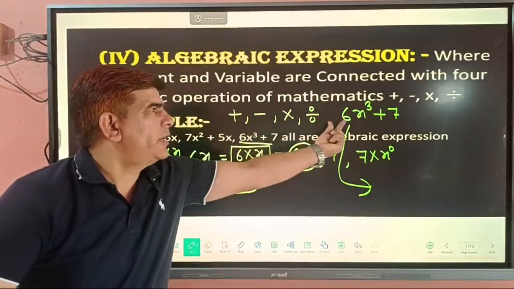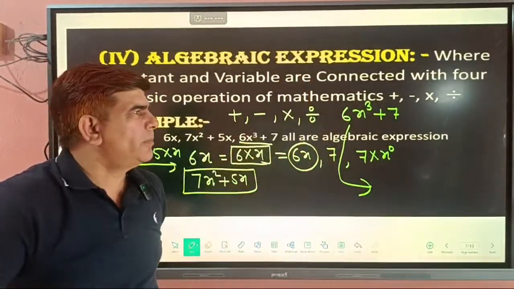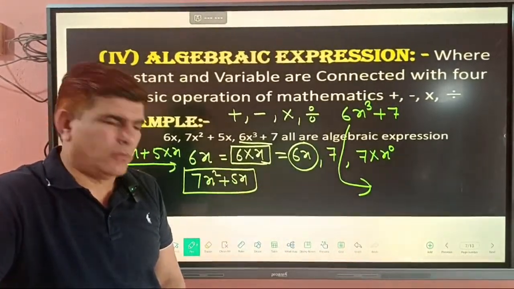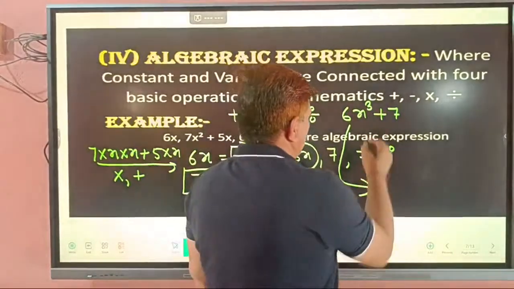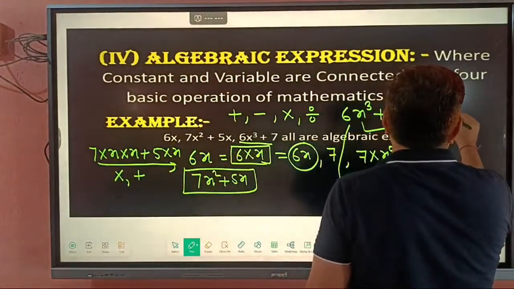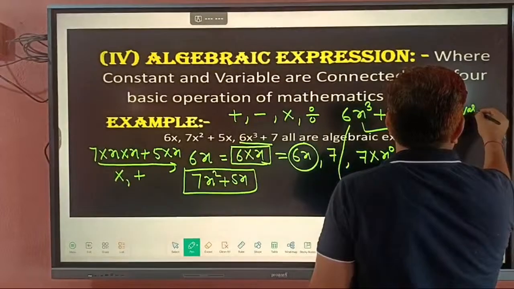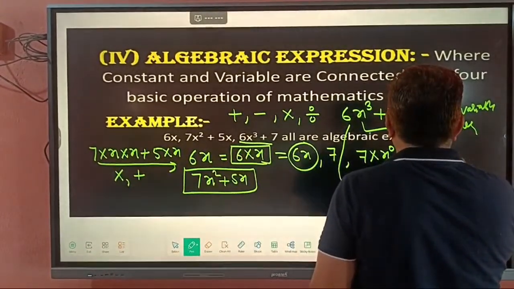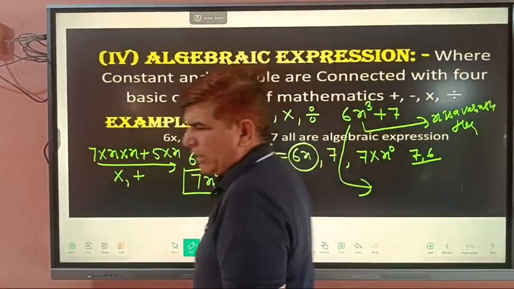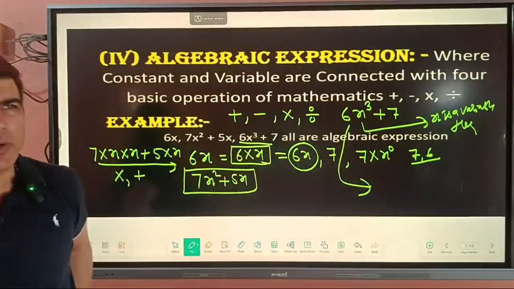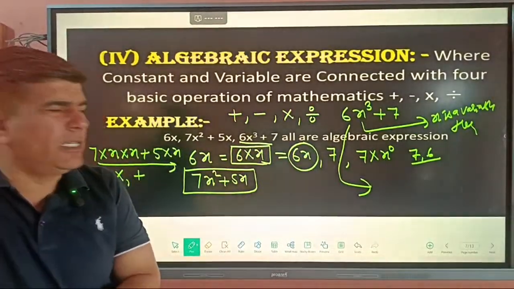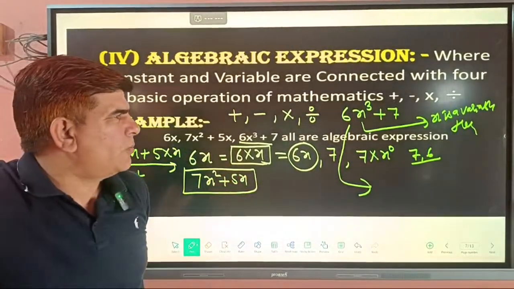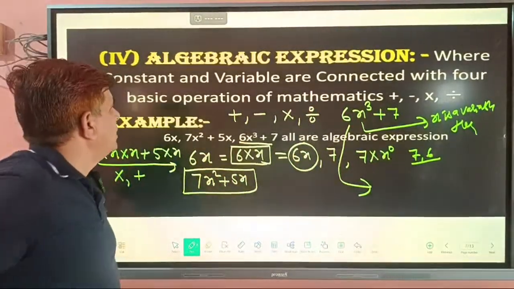Here constant and variable are connected with multiplication and plus 7. And if we talk about which one is the variable here, x is the variable here. And 7 and 6 are constants. Their value never changes. If you understand its basics, you can easily solve questions. If not understood, it creates a problem. So many examples you can take.